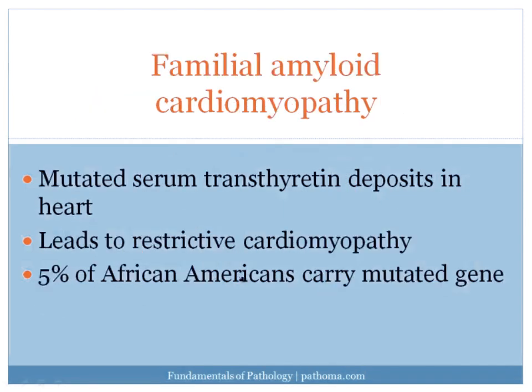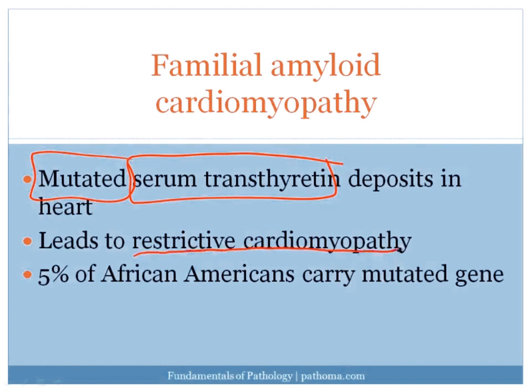Another localized amyloidosis, which is in contrast to senile cardiac amyloidosis, is familial amyloid cardiomyopathy. Now, in this particular case, it's serum transthyretin that deposits. However, it is a mutated, not a normal, serum transthyretin that deposits in the heart. This also results in disease. Remember that in senile cardiac amyloidosis it was asymptomatic, but here this leads to a restrictive cardiomyopathy.